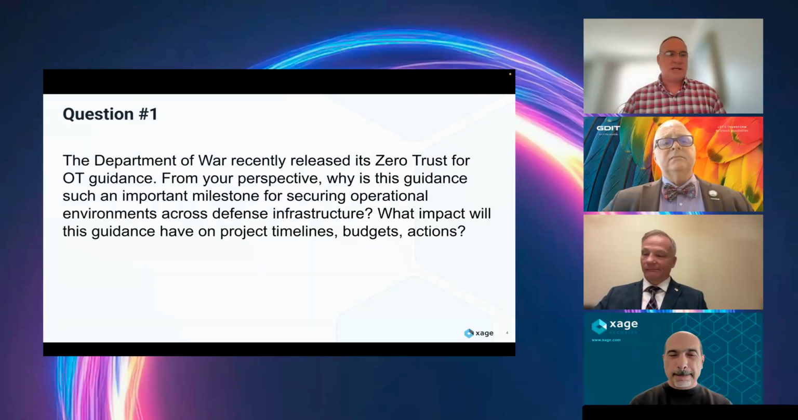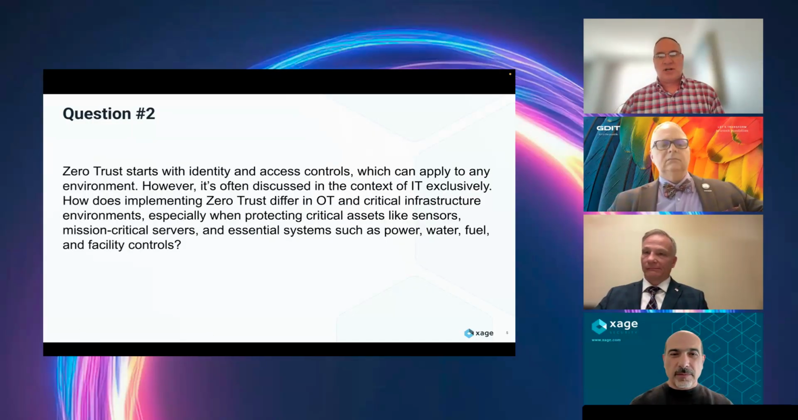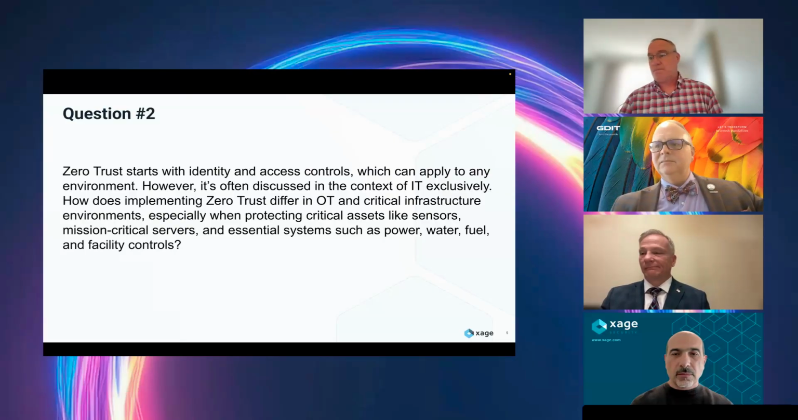Great. Thank you all for that. And we actually will go to the next slide for the next question. We touched on this a bit, but John, this one's primarily for you. Zero Trust starts with identity and access controls, which can apply to any environment. However, it's often discussed in the context of IT exclusively. How does implementing Zero Trust differ in OT and critical infrastructure environments, especially when protecting critical assets like sensors, mission-critical servers, essential systems such as power, water, fuel, and facility controls?